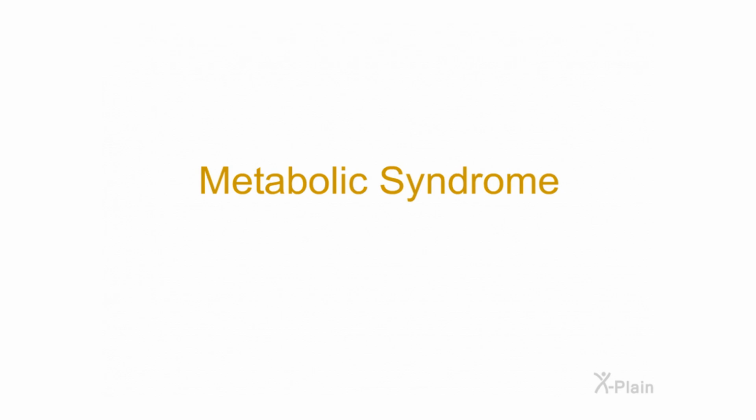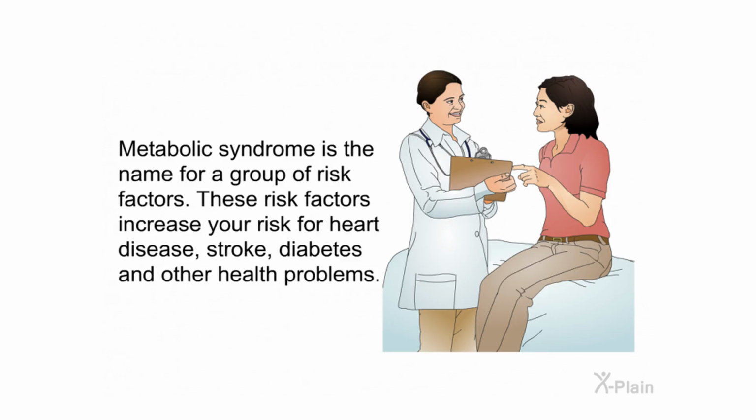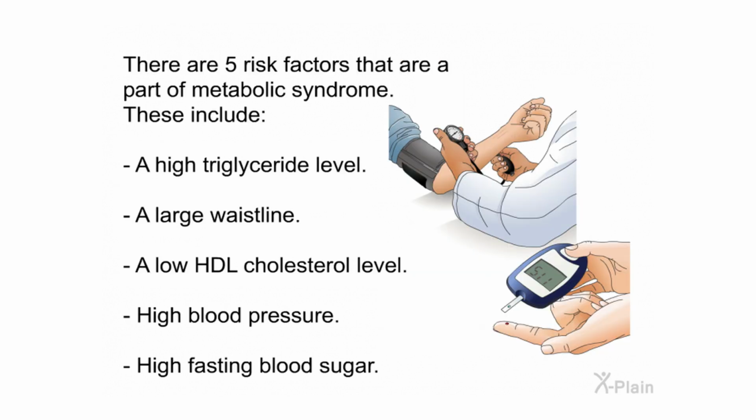Metabolic Syndrome. Metabolic syndrome is the name for a group of risk factors. These risk factors increase your risk for heart disease, stroke, diabetes, and other health problems. There are 5 risk factors that are a part of metabolic syndrome. These include a high triglyceride level, a large waistline, a low HDL cholesterol level, high blood pressure, and high fasting blood sugar.